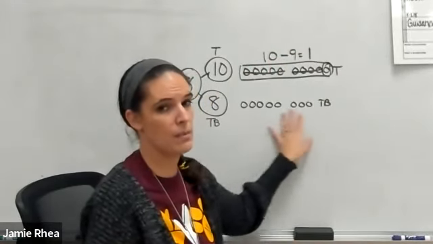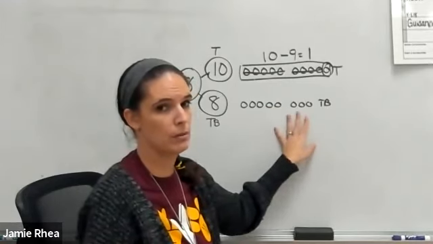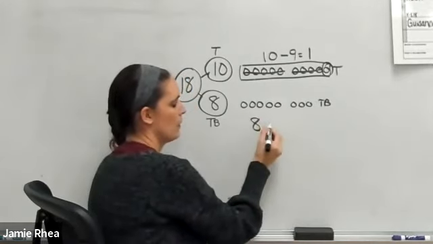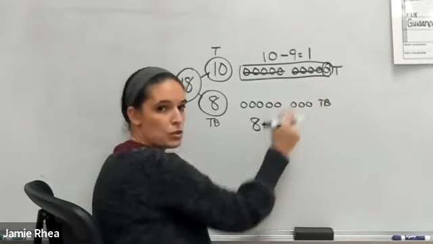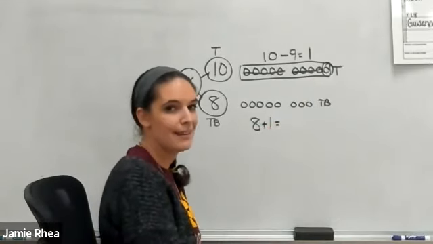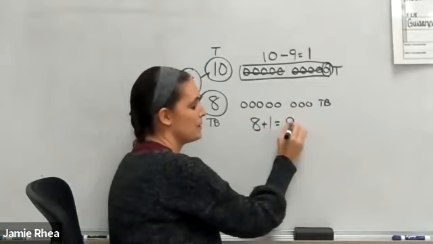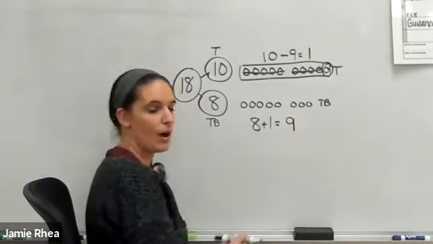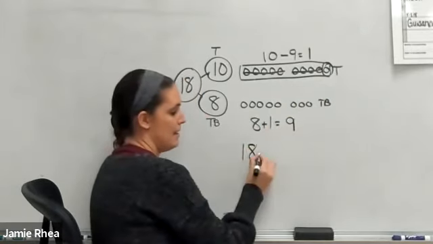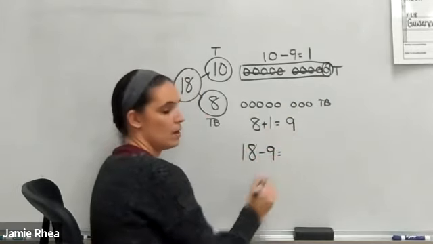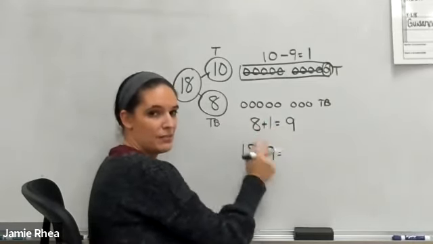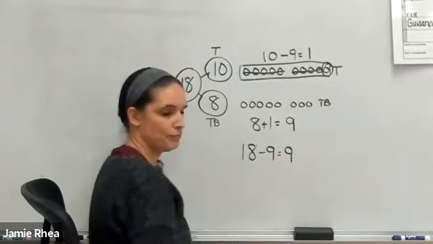Because we still have some on the table. So we need to take the ones on the table, 8 on the table, plus the 1 on the tray equals how many chocolate cupcakes? 8 plus 1 is 9. So I can say 18 cupcakes altogether. 9 of those cupcakes are vanilla. That means 9, because we had 9 left over, are chocolate.